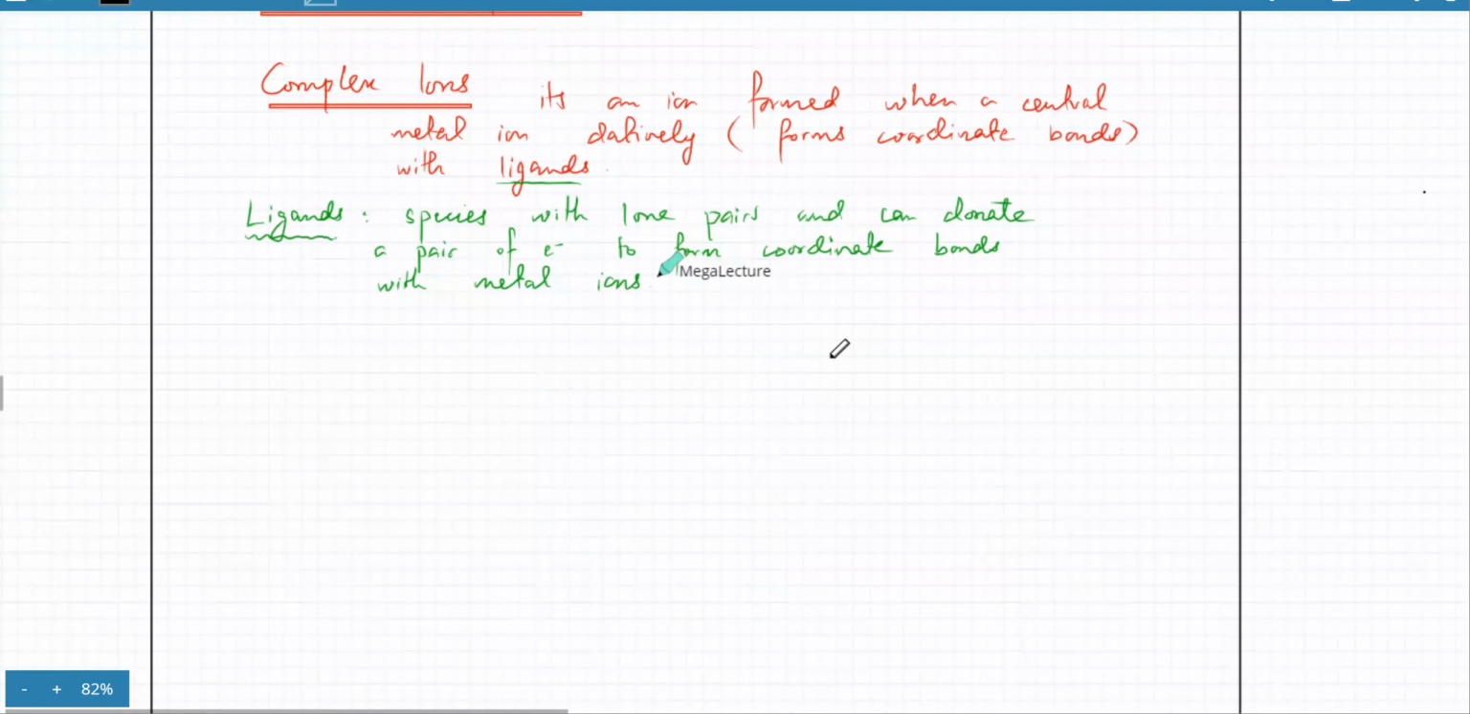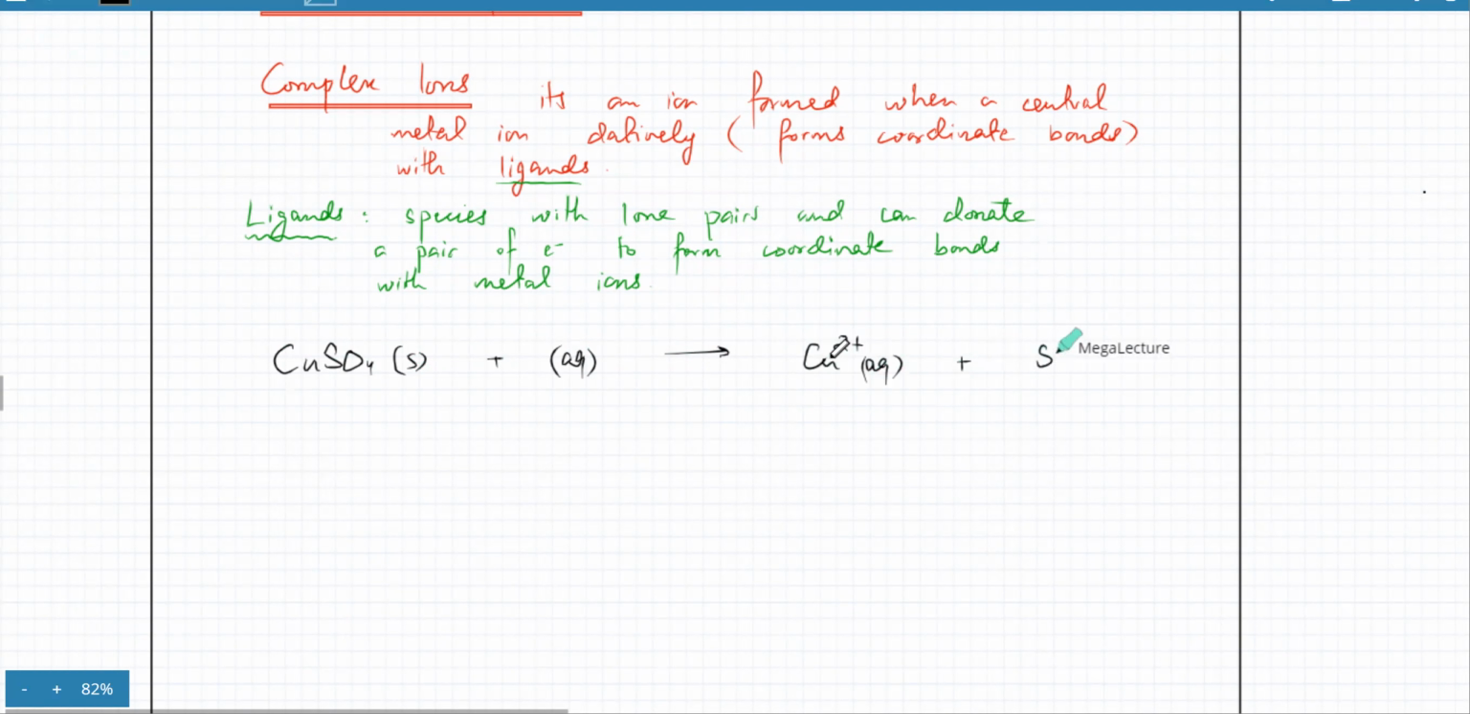I'm going to draw a diagram first, and I'm going to explain what happens. The diagram is going to help us explain what a complex ion is and what a ligand is. Now, when you have a salt, for example copper sulfate, which is solid, and you mix it in water, it becomes aqueous. Salts usually dissociate and ionize. Copper 2+ aqueous ions are formed. Similarly, SO4 2- aqueous ions are formed. Dissociate means that the ions break away from each other.